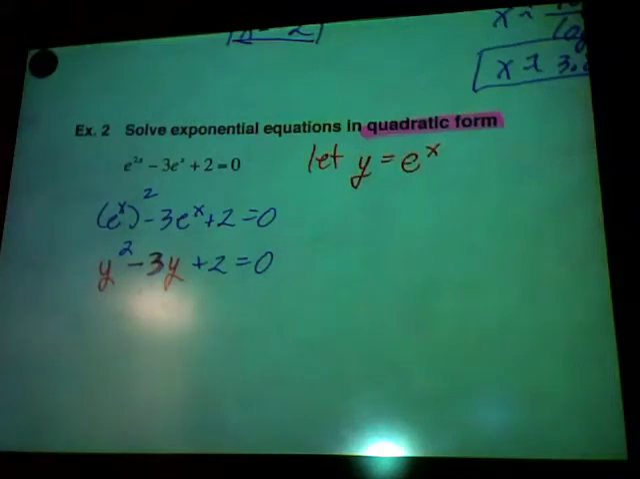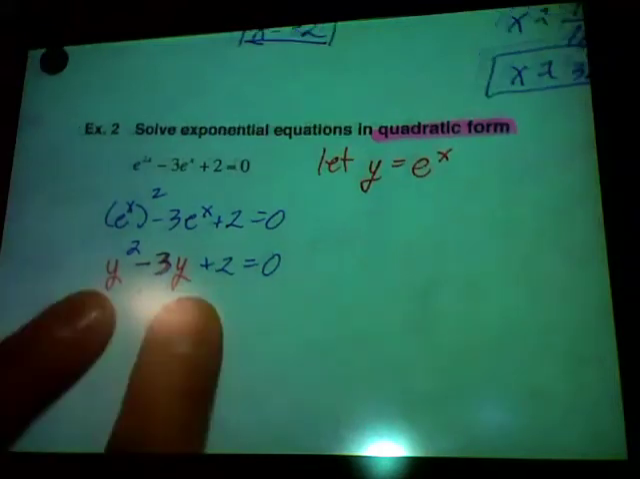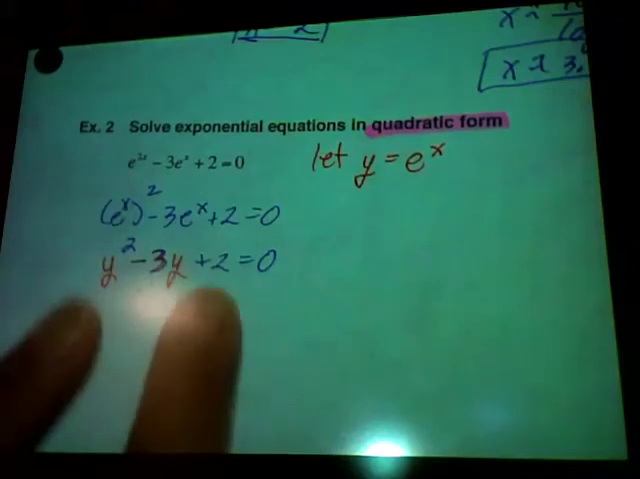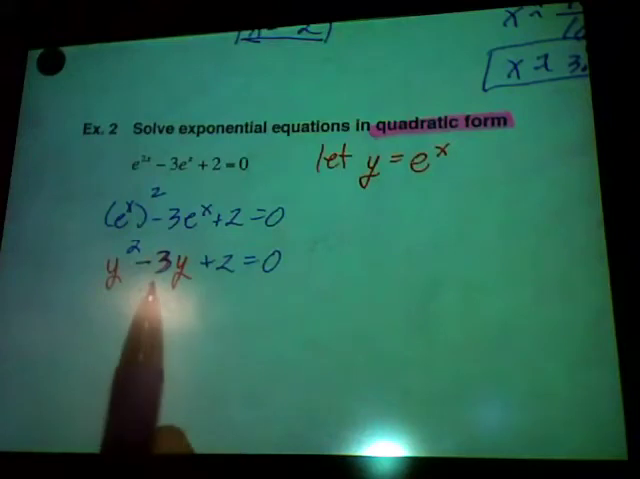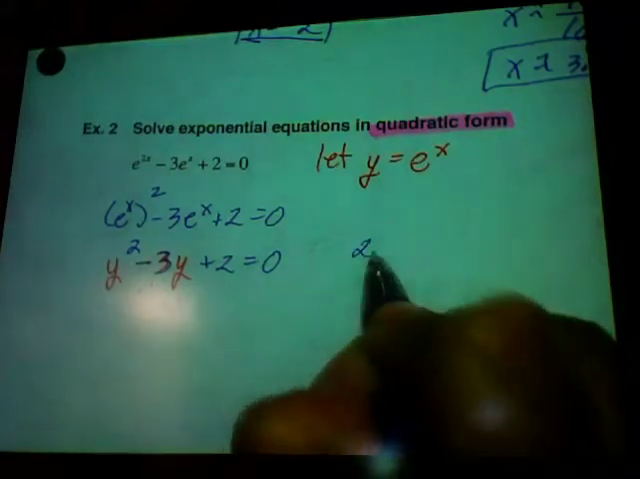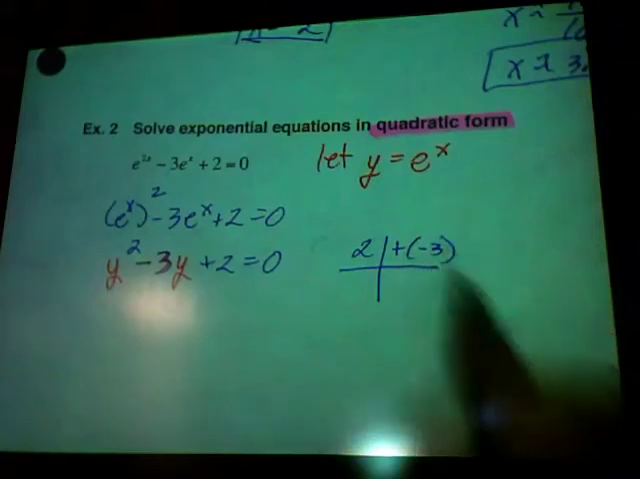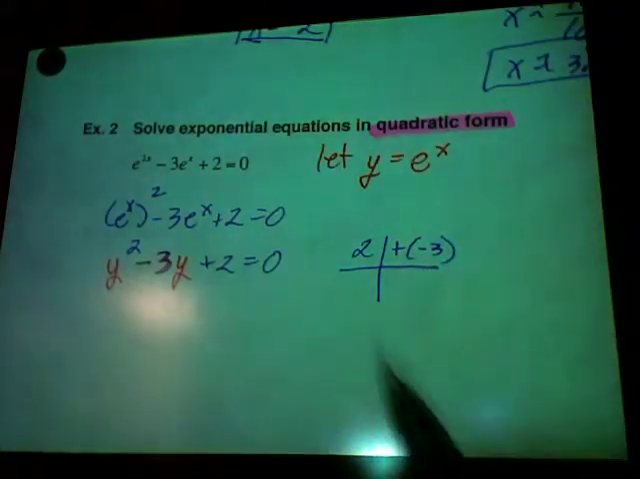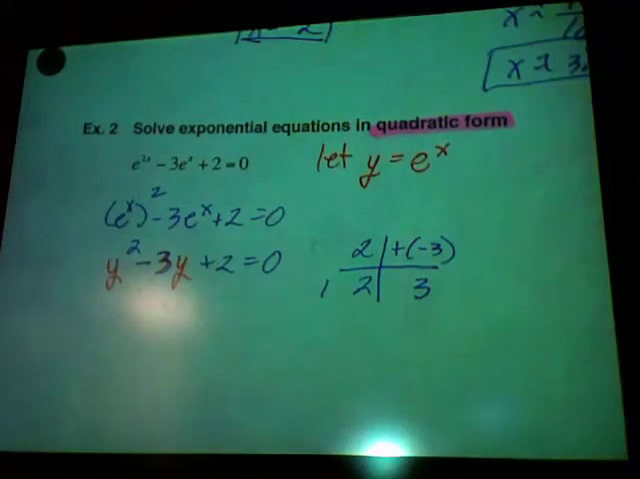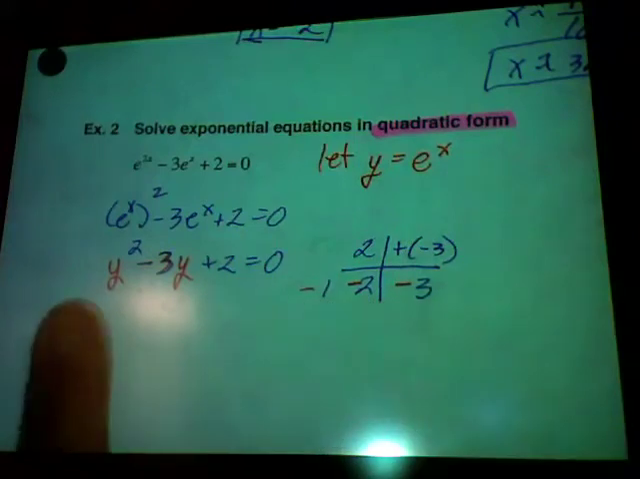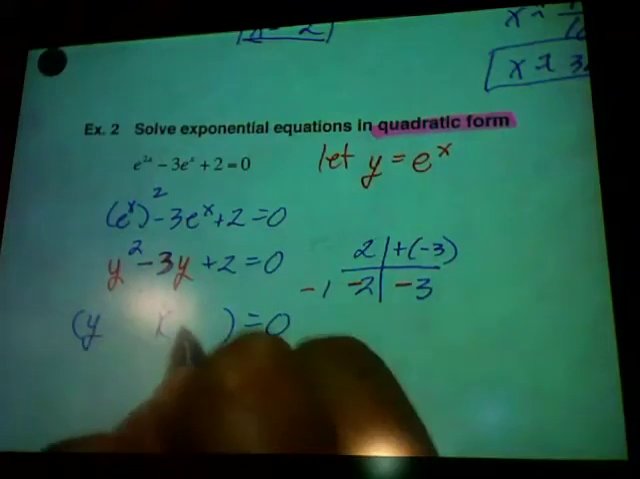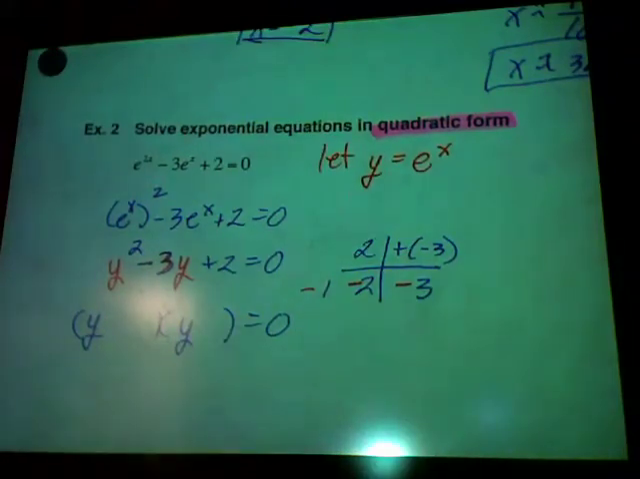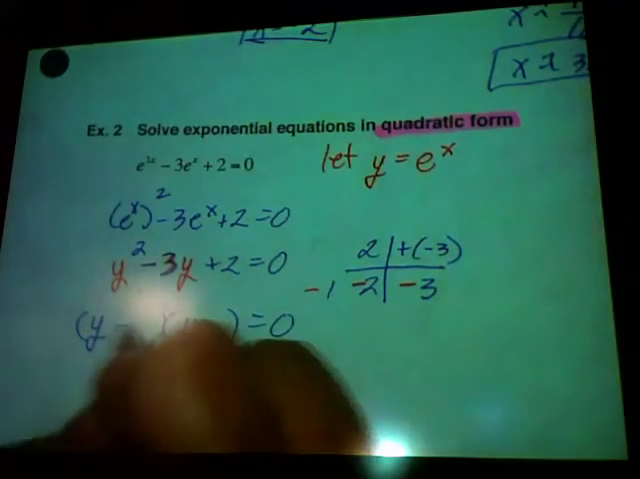Now, doesn't this look like something you could factor? I'd rather factor this than this, wouldn't you? How do you factor this? What factors of 2 add to give you negative 3? 1 and 2 add to give you 3. We want our 3 negative, so the 2 is negative and the 1 is negative. Since there's no coefficient in front of our squared term, can't we just throw those in parentheses? So the y squared becomes y and y, and then the minus 1 and minus 2 go in there.